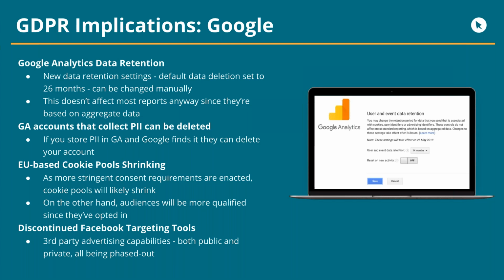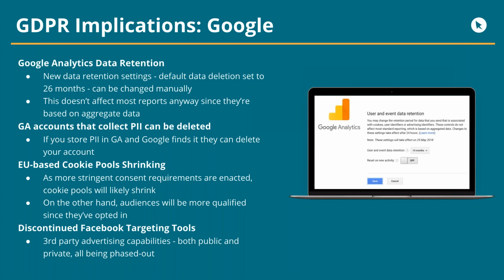So all that data will be deleted after 26 months or 14. But again, this doesn't affect most of the standard reports in Google Analytics because those are all based on aggregate data. But if you have any user-specific reports where you have really granular segments of users based on more granular personally identifiable information, those are all going to be deleted after whatever date or month range you set that to. And again, GA accounts that collect personally identifiable information can be deleted.